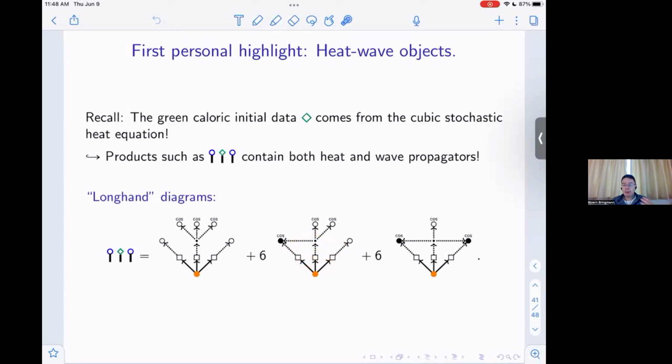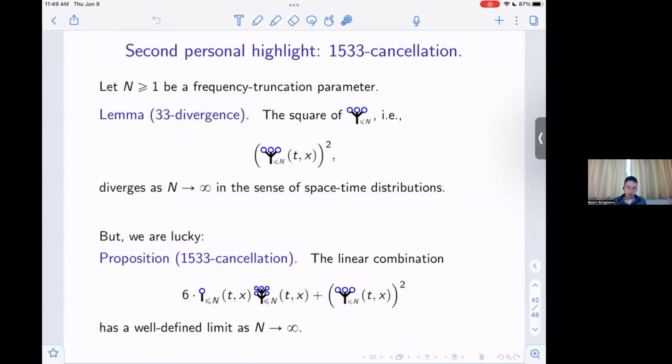If you want to get optimal estimates, you really have to understand what happens to a frequency like this one, if it's first propagated by the heat propagator and then propagated by the wave propagator. This is maybe not the most difficult part of our proof, but it's something that I found very cute. Now, the second highlight that I want to mention is what we call the 15-33 cancellation.